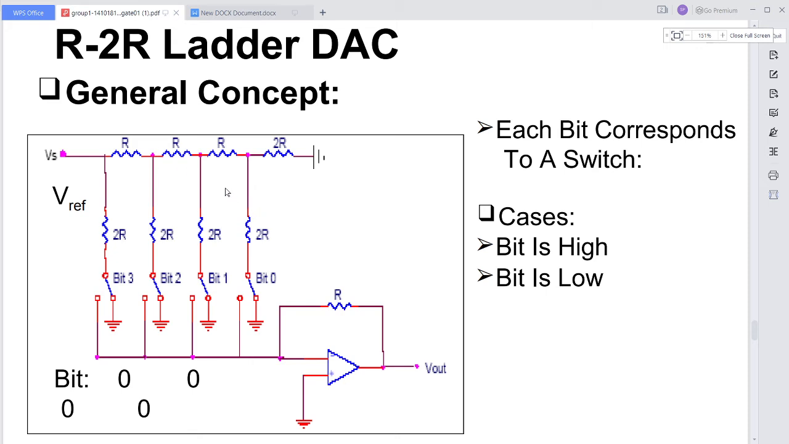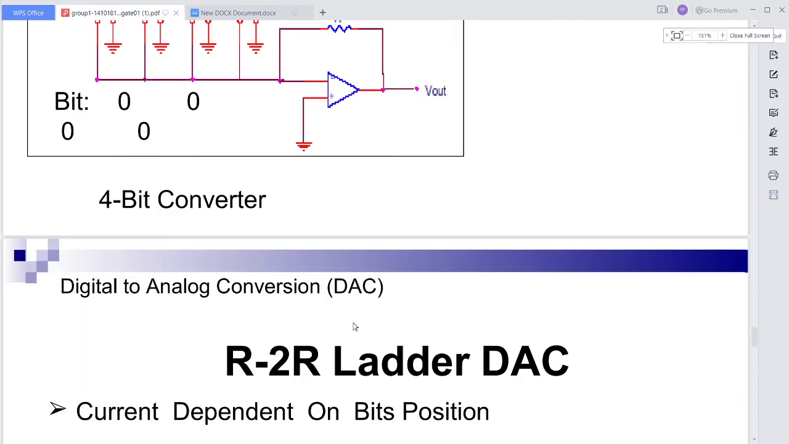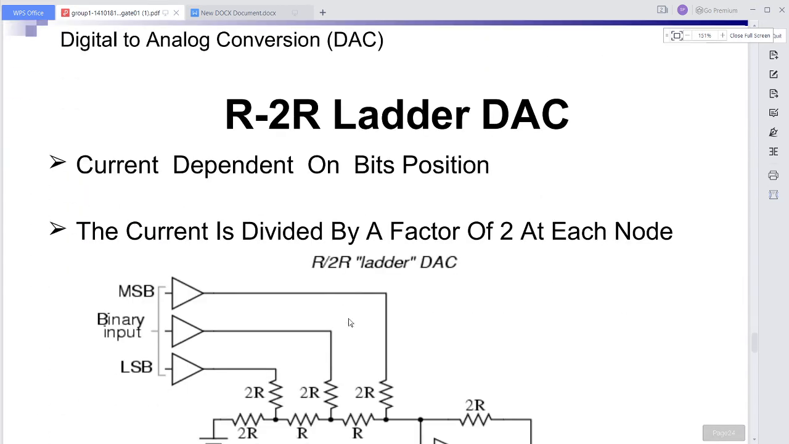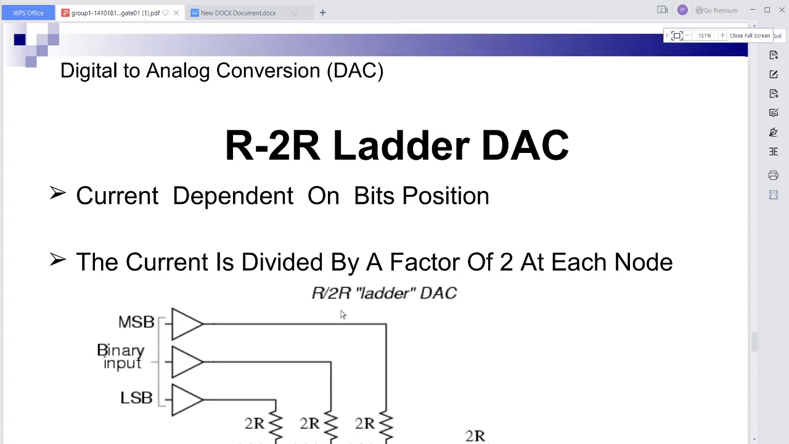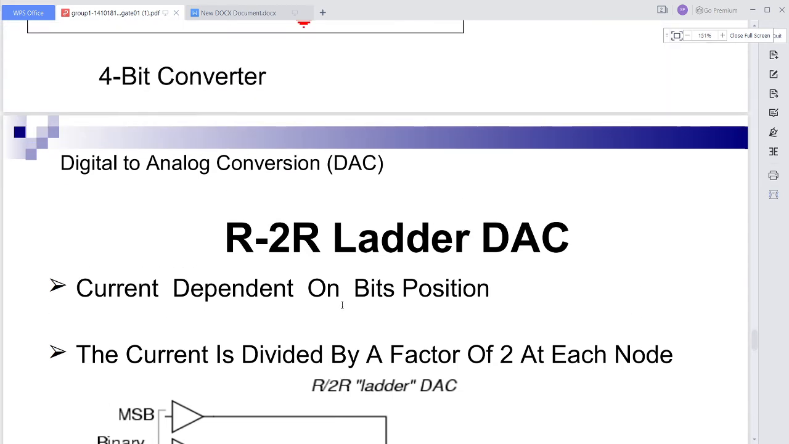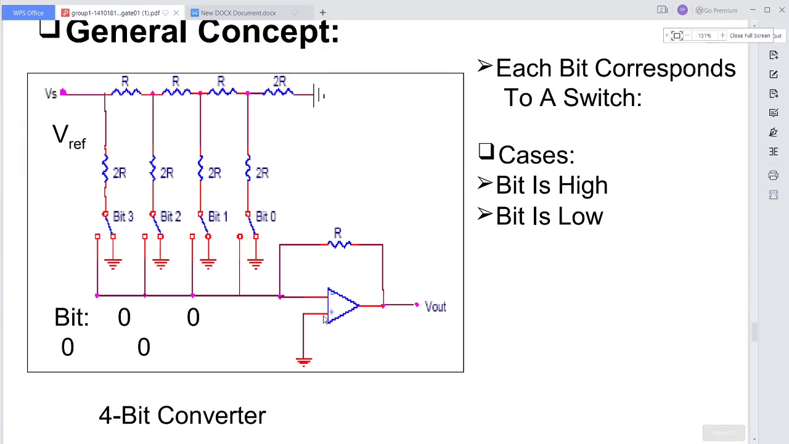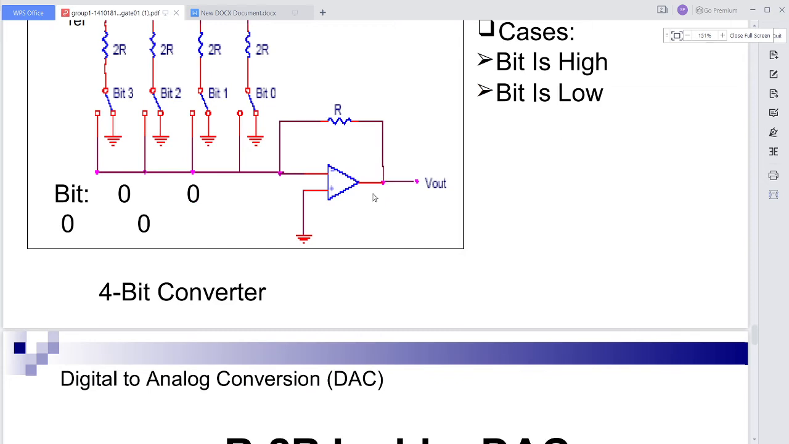That means the analog output voltage of n-bit data, we know the equation: VO equals VR, that is the reference voltage, into B1 times 2 to the power of minus 1 plus B2 times 2 to the power of minus 2, and so on. This formula we have discussed in the weighted resistor DAC. Now I can explain the operation.